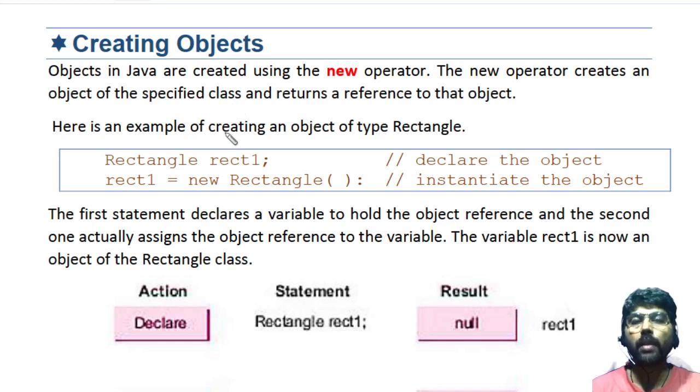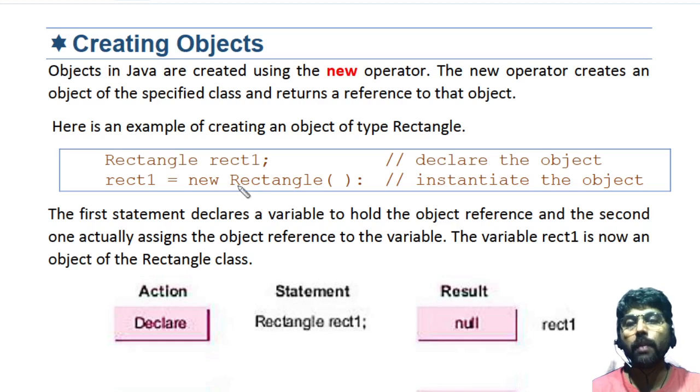I will explain with some examples here. Now here I have two statements. In the first statement, I have created one variable of that class called rect1. This is called the declaration part.